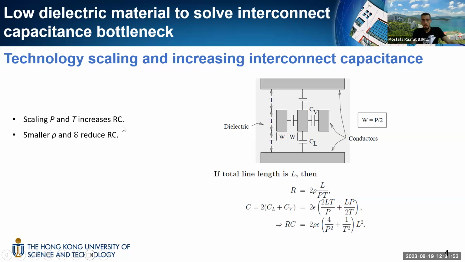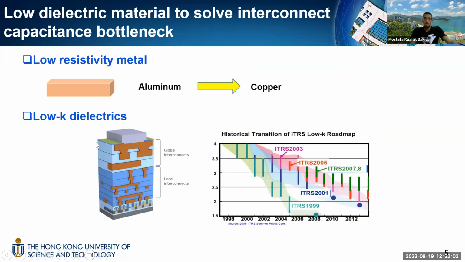To reduce the RC delay, we can reduce the resistivity of the metal line or use a lower K dielectric material. Aluminum has been used in the past for the metal lines, but it was later replaced by copper because copper has a lower resistivity and can reduce the RC delay. Copper is widely used in the metal technology even up to date, so it is more difficult to replace copper with another metal. So the most common approach is to use a lower K dielectric material.